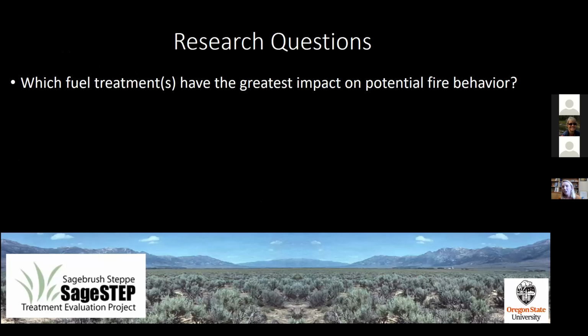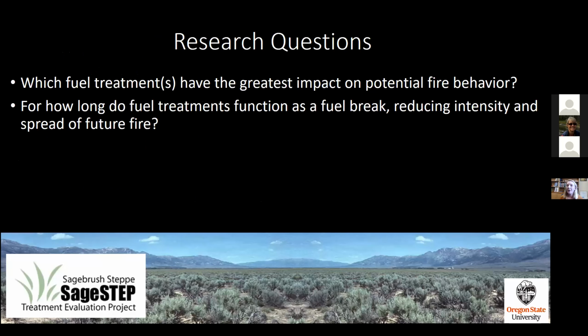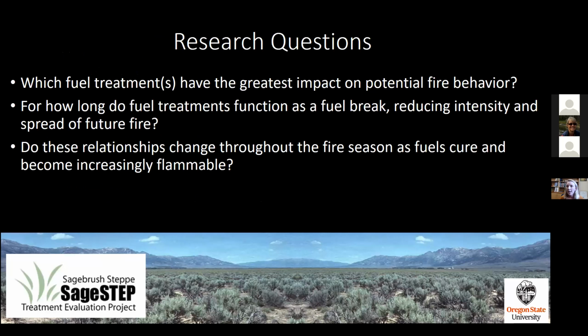So the research questions that I had were, which fuel treatments have the greatest impact on potential fire behavior? For how long do any treatments function as a fuel break, reducing the intensity and spread of a future wildfire? And do these relationships change throughout the fire season as fuels cure and become increasingly flammable?